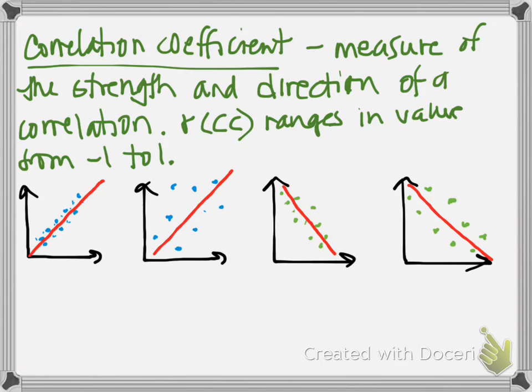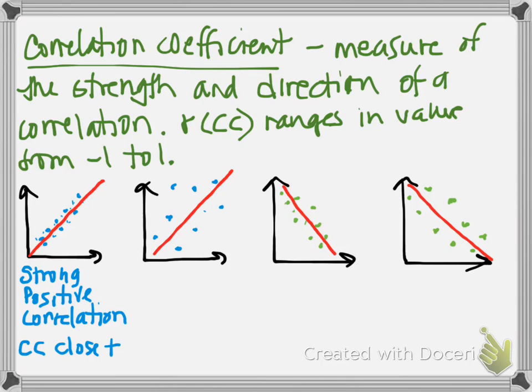But with the first picture, you can see that the dots are almost on that line, touching that line. So we would call this a strong positive correlation. Now, if our scale on correlation coefficients is from -1 to 1, we would say that the correlation coefficient is going to be close to +1.